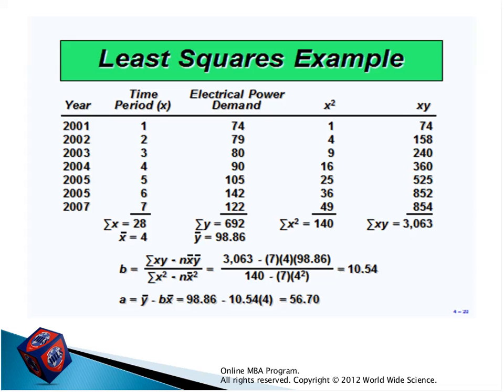Now sigma y: 74 plus 79 plus 18 plus 19 plus 105 plus 142 plus 122 produces 692. This is sigma y, or the real demand in the past.